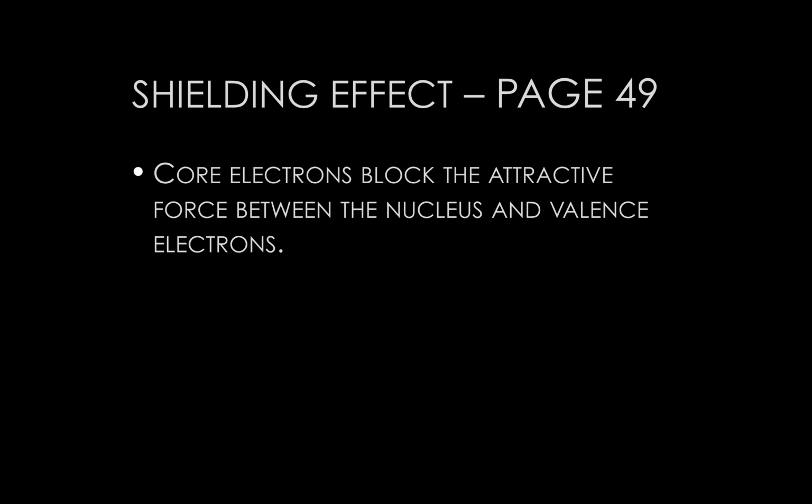When we talk about ionization energy and electronegativity, we need to talk about the shielding effect. The shielding effect is just where your core electrons block the attractive force between the nucleus and the valence electrons. So the more core electrons you have, those not located in the valence shell, are going to take up all of the attraction for the nucleus. So those valence electrons are not going to get very much of the pull of the nucleus.